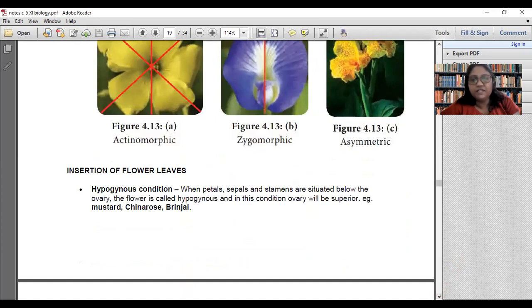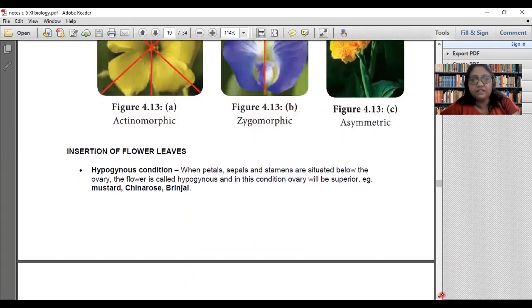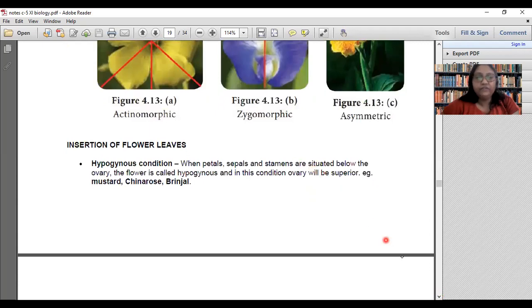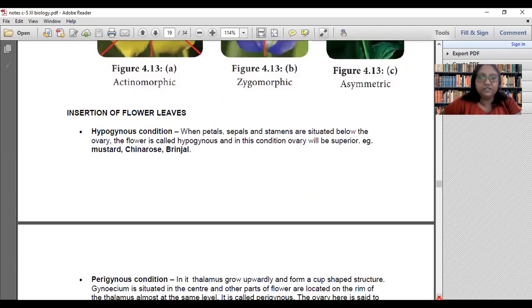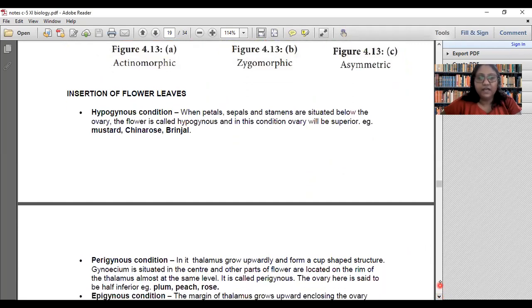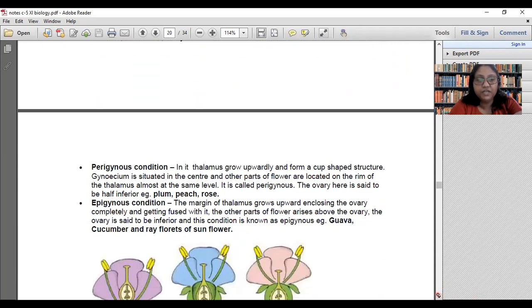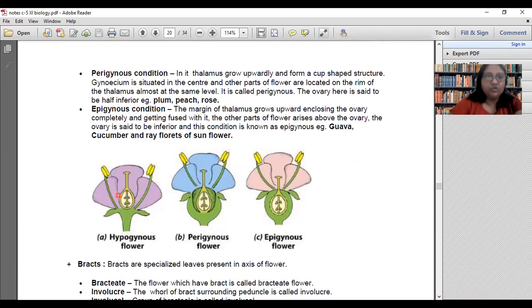how the flowers and the leaves are inserted as compared with each other. I wish to share the diagram directly because in most cases, diagrams speak more than words, especially in a subject like biology. So three situations are there. It is always described in terms of thalamus and the ovary and other floral parts. Let us start with the hypogynous flower.